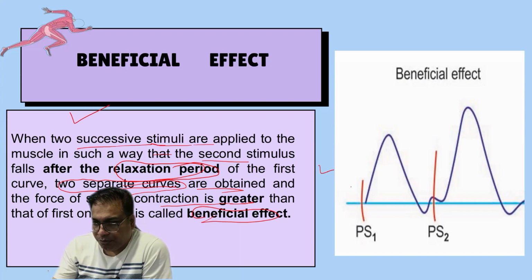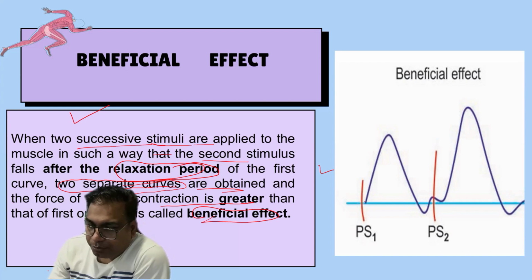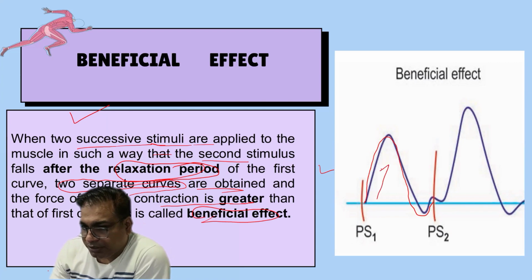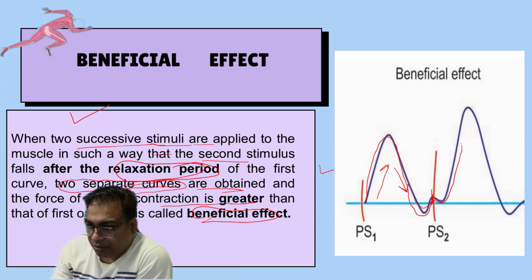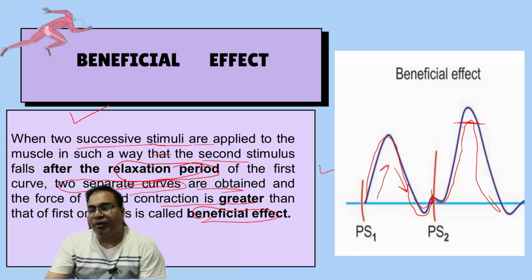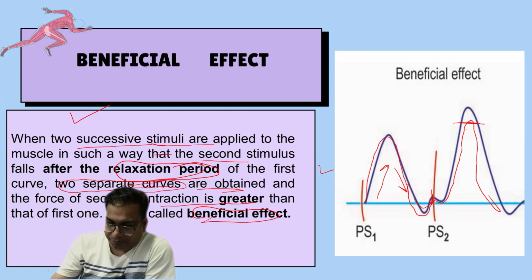Now come to this graph. This is the point of stimulation. Here we are having a simple muscle curve or simple muscle twitch. This is the contraction and this one is the relaxation. We are applying the second stimulus after the relaxation period. Then again a muscle twitch or muscle curve would be generated, but it will have a higher intensity. We are calling it beneficial effect.